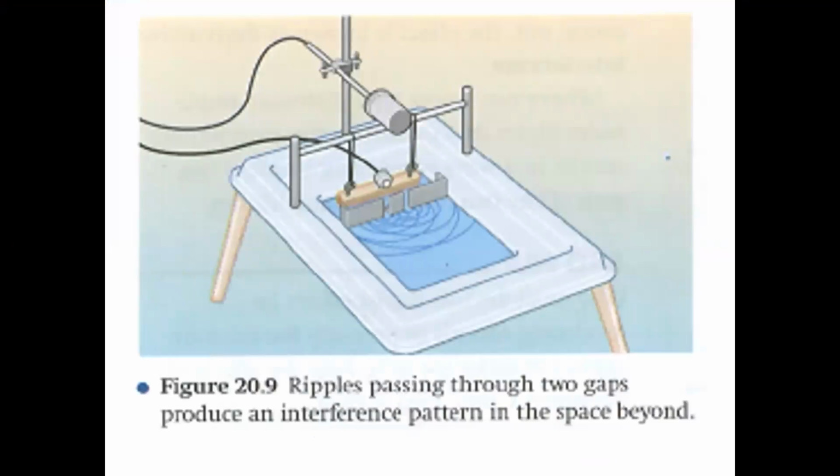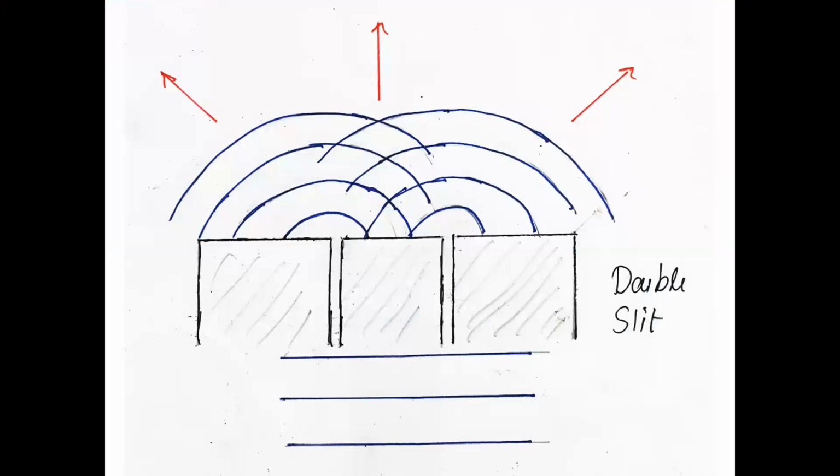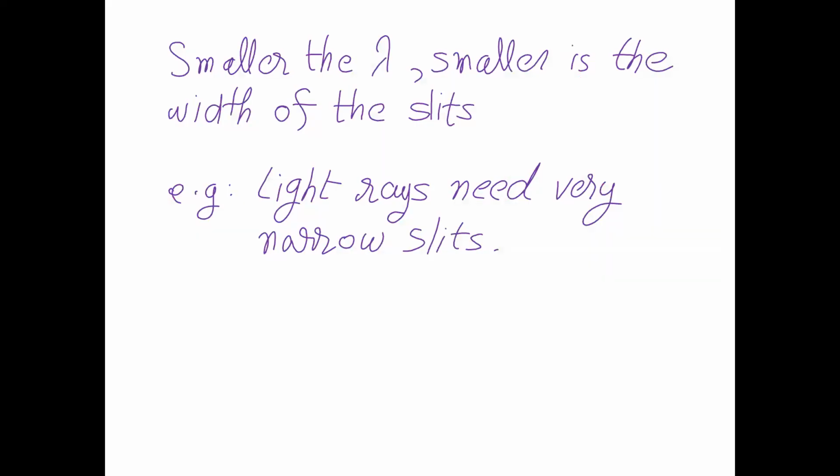Now look at this screen. It's a single dipper with a double slit. Originally, it is a single source. There are two slits ahead, so when the waves come, they split. Originally, they are the same wave, but as they divide, they give coherence. So the smaller the lambda, the smaller the width of the slit. For light rays, we need very narrow slits.